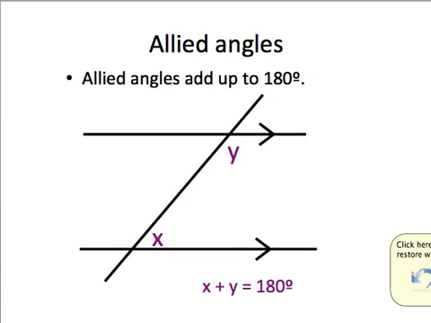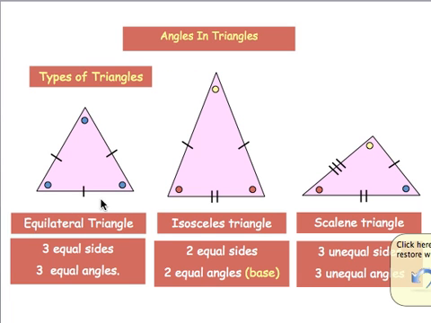Now the last bit of information on this topic is about types of triangles. An equilateral triangle has 3 equal sides, so 3 equal angles. An isosceles triangle has 2 equal sides and 2 equal angles at the base. And a scalene triangle has 3 unequal sides and 3 unequal angles. And again, it's important to know that the angles in a triangle add up to 180 degrees.